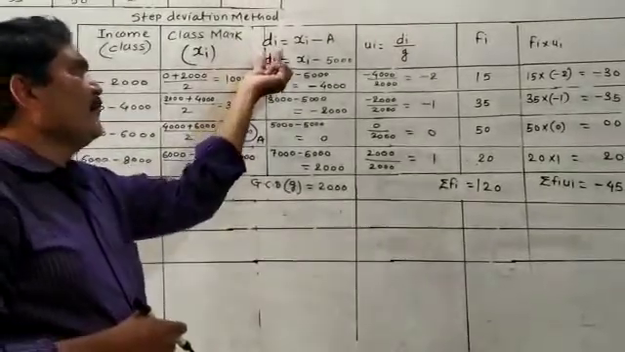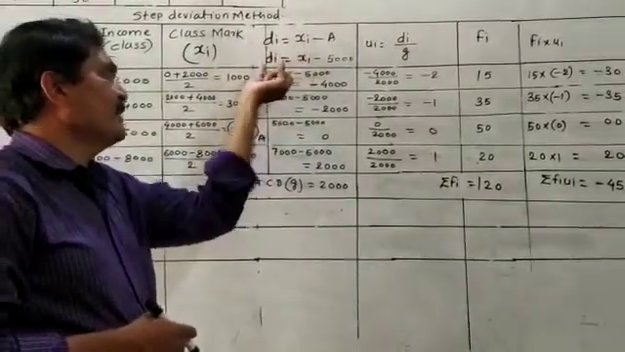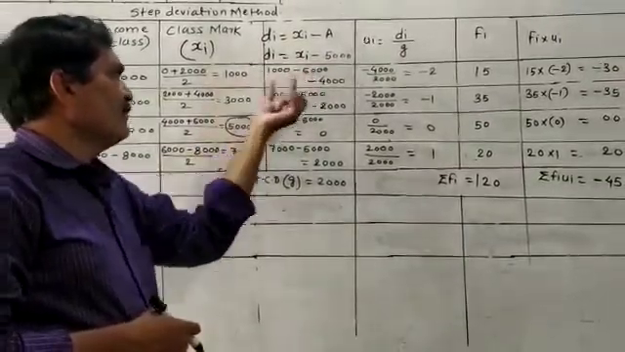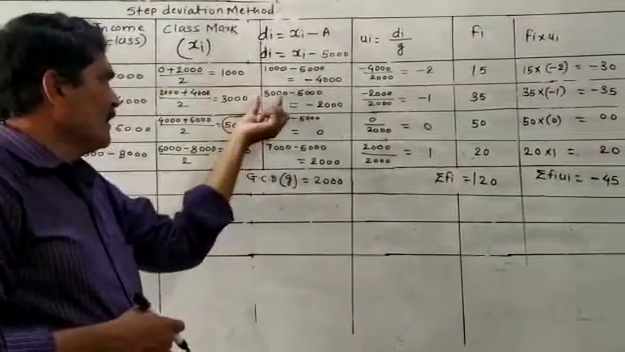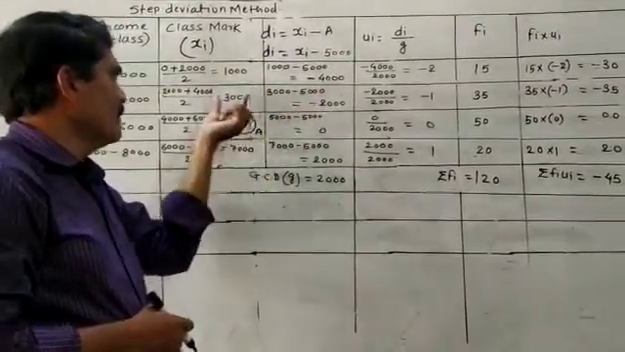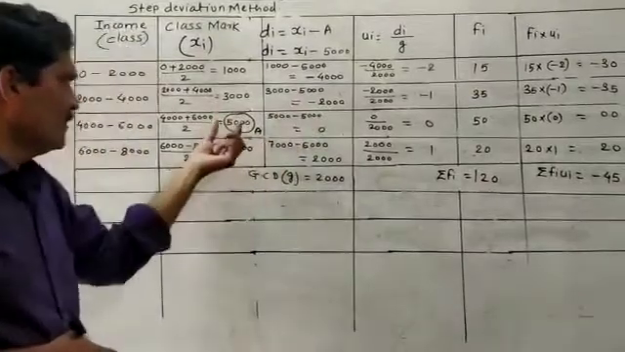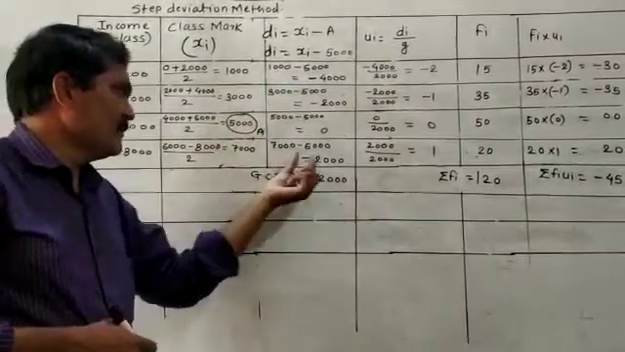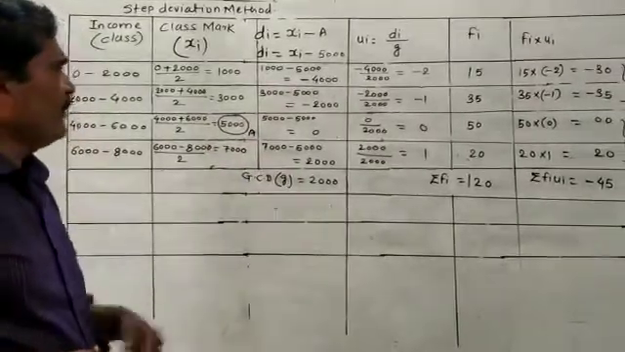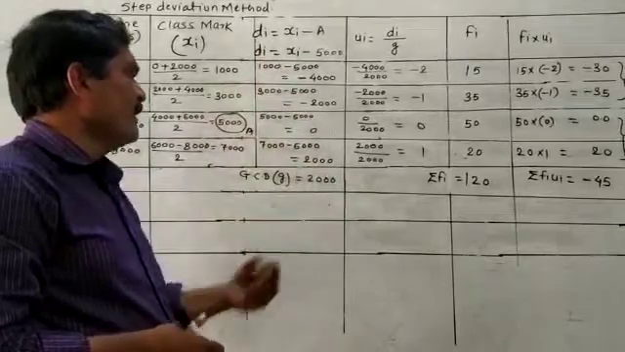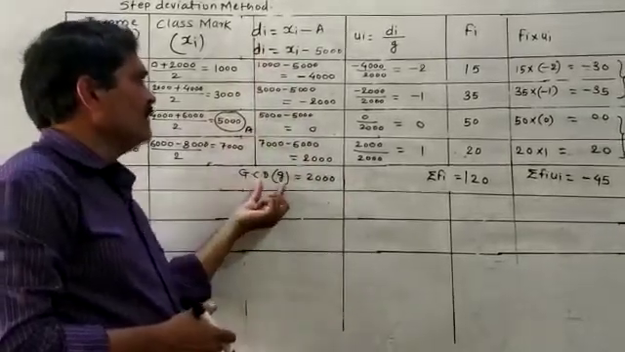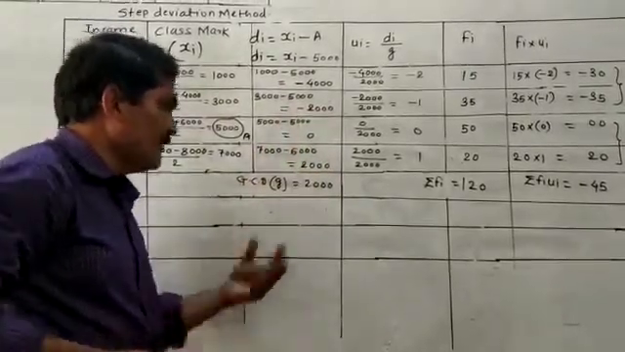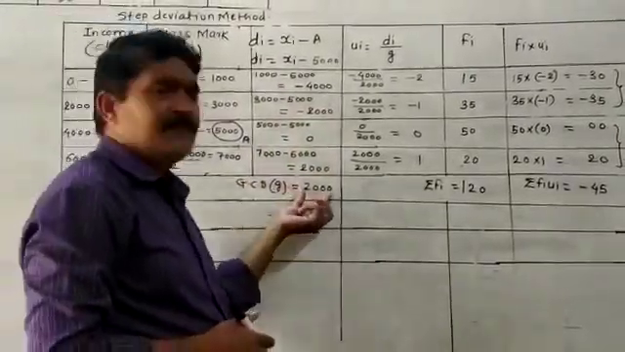Then you have to find DI. DI is equal to XI minus A, so DI is equal to XI minus 5000. 1000 minus 5000 is minus 4000. 3000 minus 5000 is minus 2000. 5000 minus 5000 is 0. 7000 minus 5000 is 2000. From these DI values you have to find the greatest common divisor G. 2000 is the greatest common divisor, so G is equal to 2000.